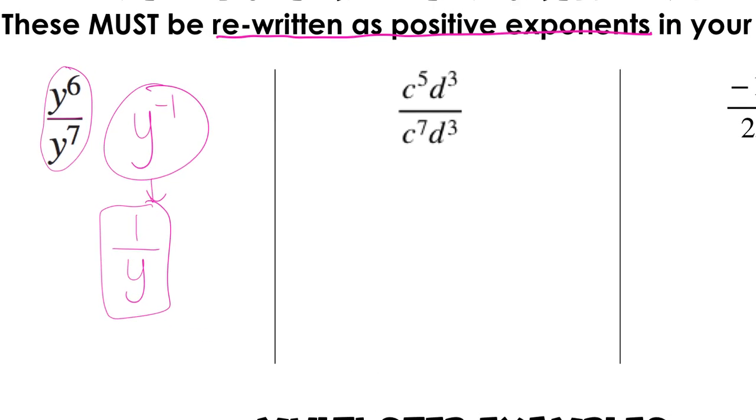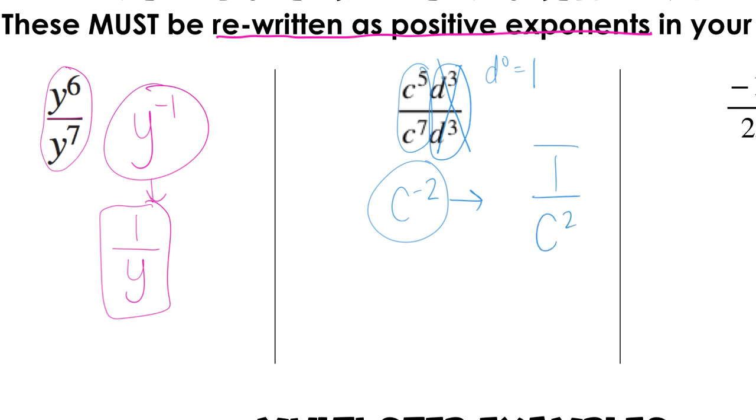All right, same thing for the next one. We're going to subtract these exponents. 5 minus 7 is a -2. And then 3 minus 3, that's 0, right? But remember, d to the 0 is just 1. So anytime this happens, these just kind of cancel each other out, and we don't even have to write it. So all that we have left is this right here, c to the -2. But because that's negative, we're going to rewrite this. So it's going to be 1 over c to the +2.